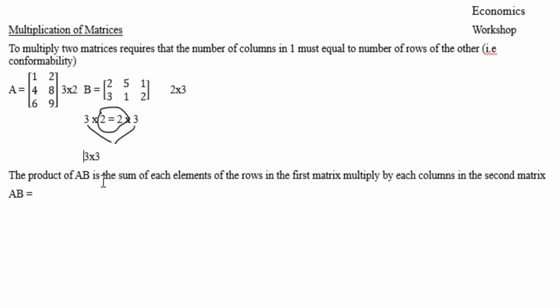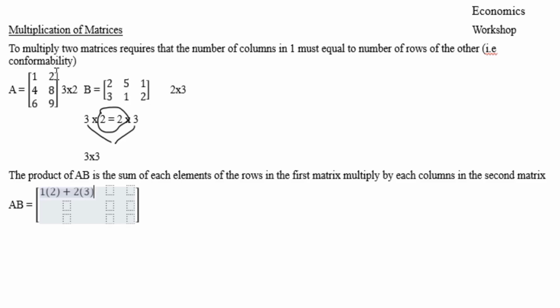The product of AB is the sum of each element of the rows in the first matrix multiplied by each column in the second matrix. That is, we are going to multiply this row by this column and sum them together, meaning the first one is 1 multiplied by 2, which is this, plus 2 multiplied by 3, that's the first one.